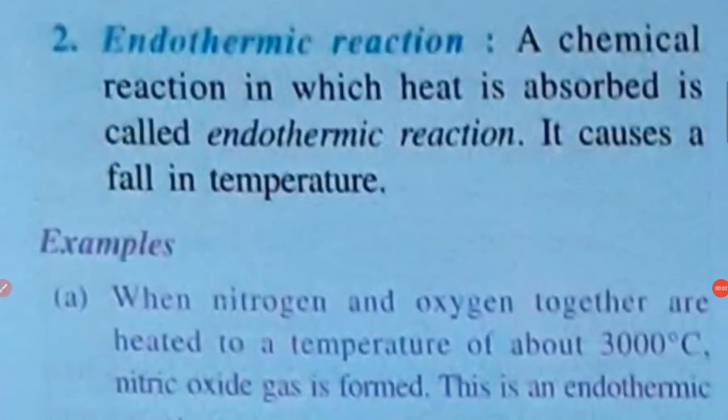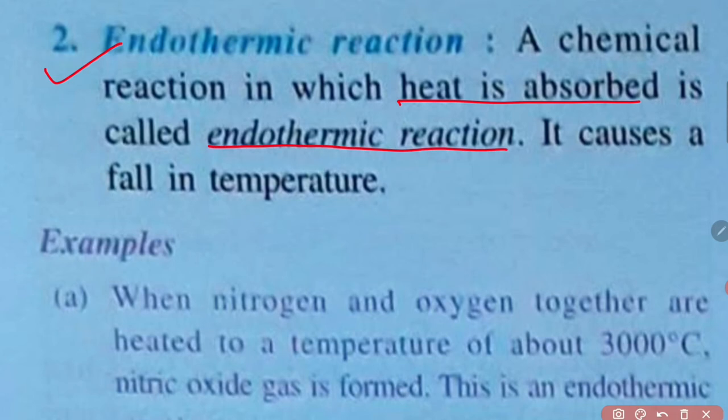This video is for class 8 chemistry, and in this video we are discussing endothermic reactions. In the previous video we had discussed exothermic reactions. A chemical reaction in which heat is absorbed is called an endothermic reaction. It causes a fall in temperature. As you all know, when heat is absorbed by a substance, the surrounding becomes cooled, hence there will be a fall in temperature. Now let us talk about a few examples.